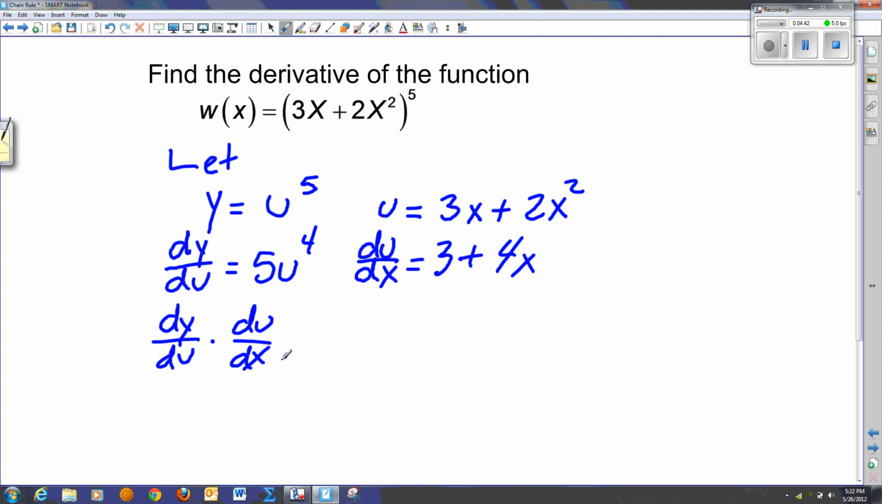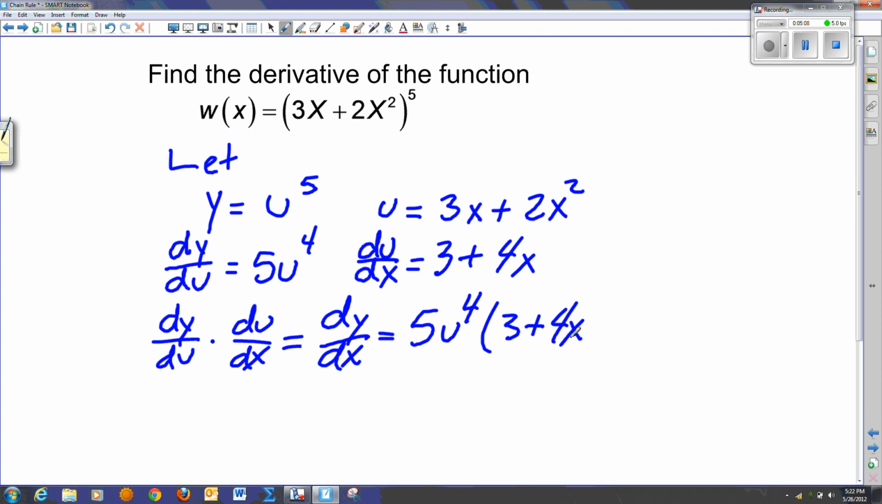the du's are going to go, leaving me with the change in y over the change in x, which is like a slope, or the derivative that we know. So I'm going to multiply 5u to the fourth times 3 plus the quantity of 4x. Now, the only thing we have to clean up is this term where we have u to the fourth, because u is in terms of x up here.